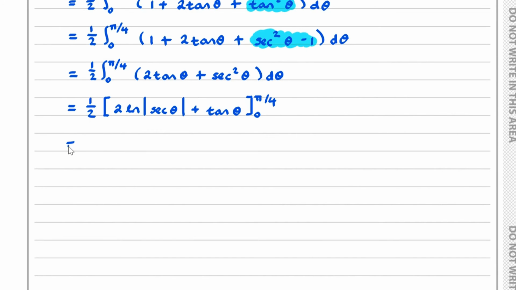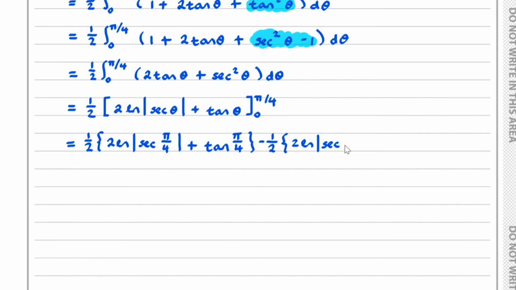So, if I substitute in for my upper limit of pi over 4, I've got 1/2 times 2 times the natural log of the mod of sec of pi over 4 plus tan of pi over 4, and then I subtract 1/2 times 2 times the natural log of sec of 0 plus tan of 0.